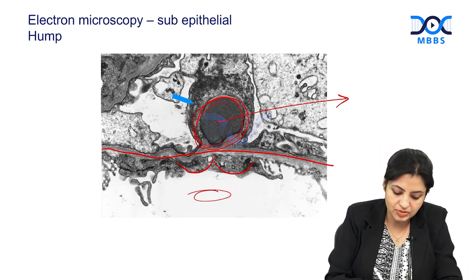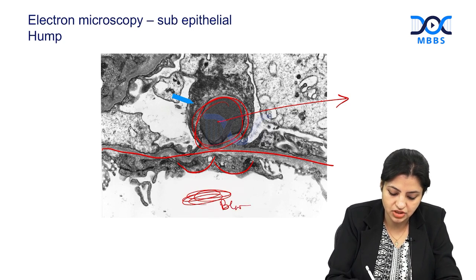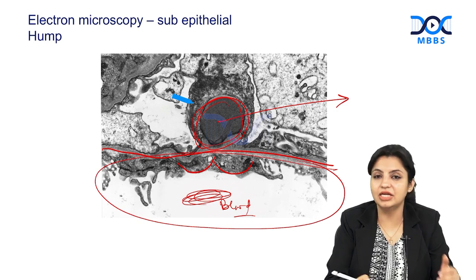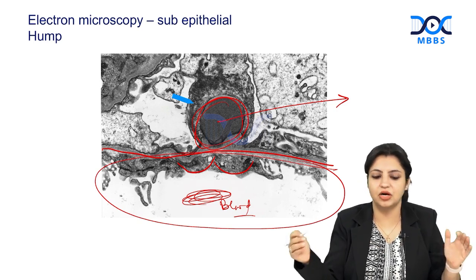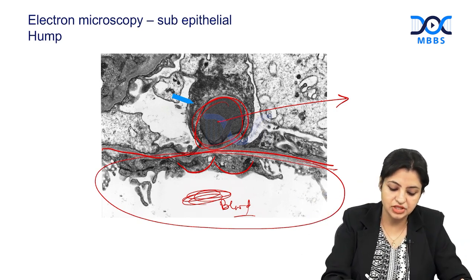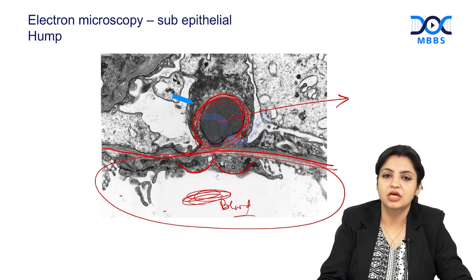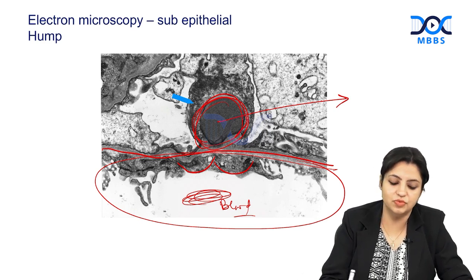So there was blood here, which is not seen here. This is the capillary lumen. Definitely inside it's lined with the endothelial cells, outside it is by podocytes, and there's a big hump present here. This is called subepithelial humps, which is very characteristically seen in PSGN. If you look on the electron microscopy, there will be granular immunofluorescence which can be seen.